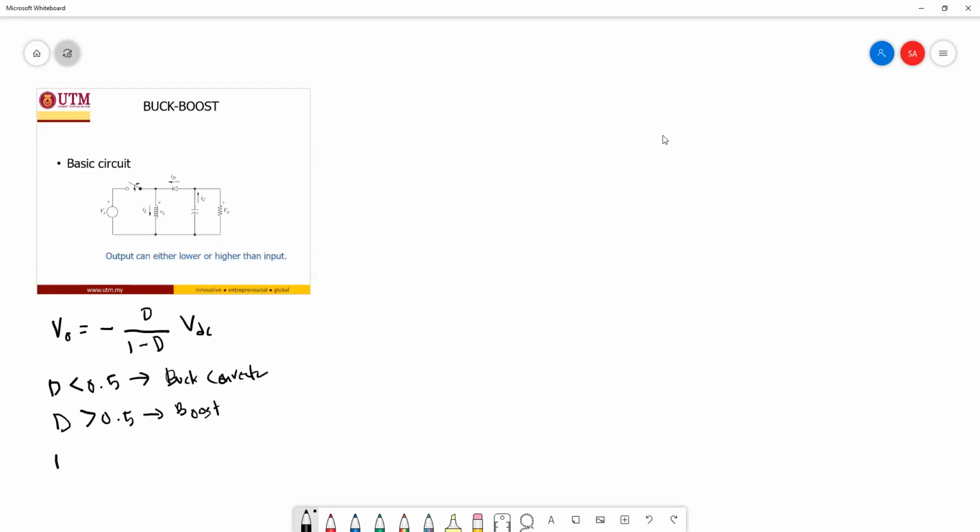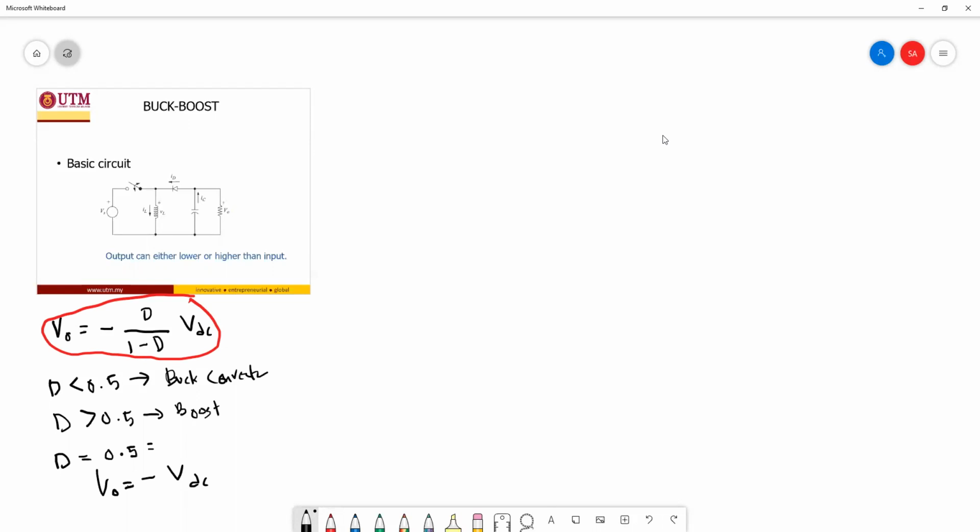And if D is 0.5, what happens? If you substitute D equal to 0.5, you will see that the V out gain will be unity. It's just negative. It will be equal in magnitude to the voltage source. Our lesson today is how to derive this relationship. Based on the boost and the buck converter that we have already learned, it is the same step.